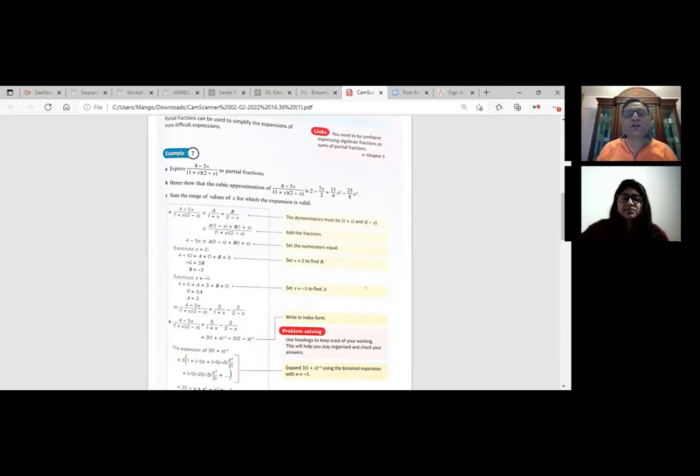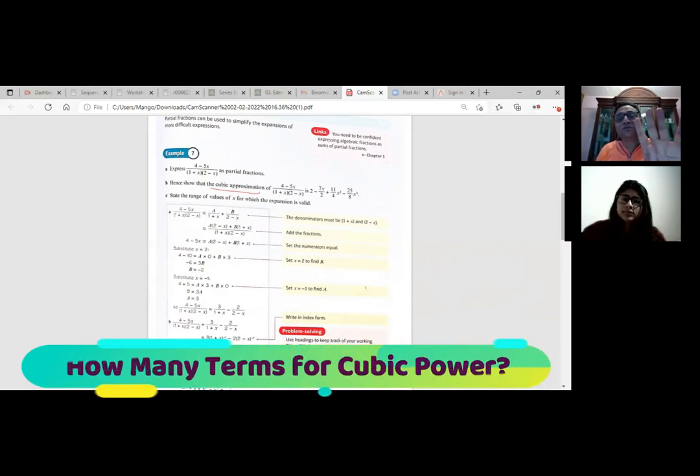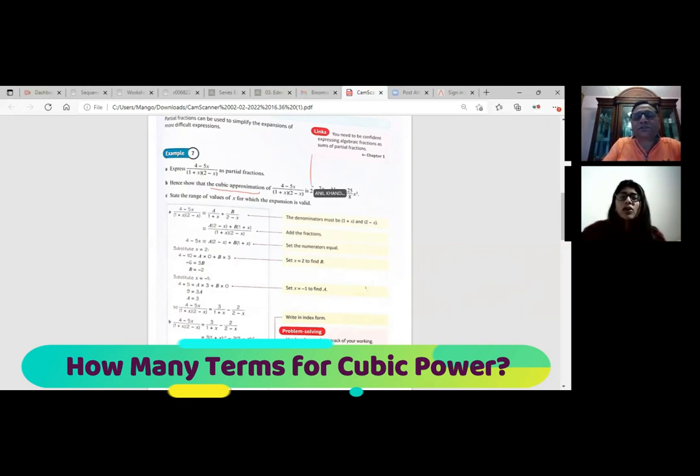Now read this. They are saying cubic approximation. How do I get from partial fractions to cubic approximation? You get the idea? Because in binomial expansion, you had increasing powers, right? 0, 1, 2, 3, 4. So that means 4 terms. That means the fourth term will have a cubic power. And you see the answer: first term, second term, third term, fourth term. So there are 4 terms in it. The fourth term has the cubic power. You see that?